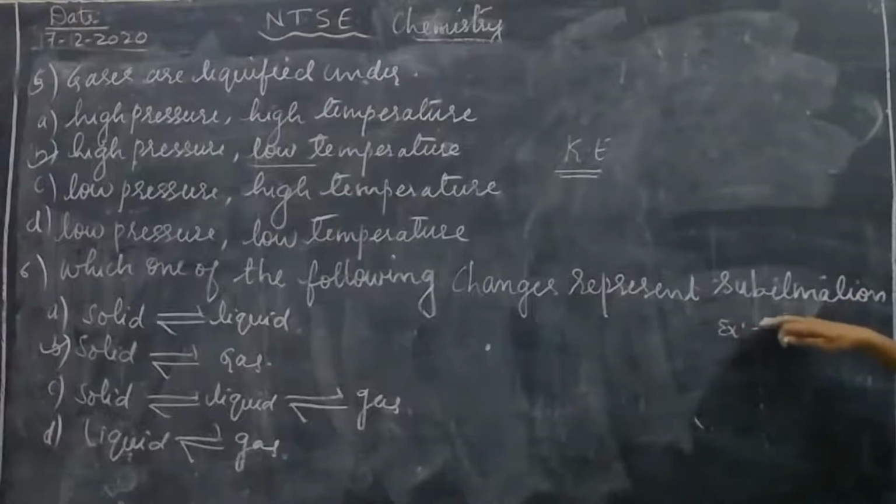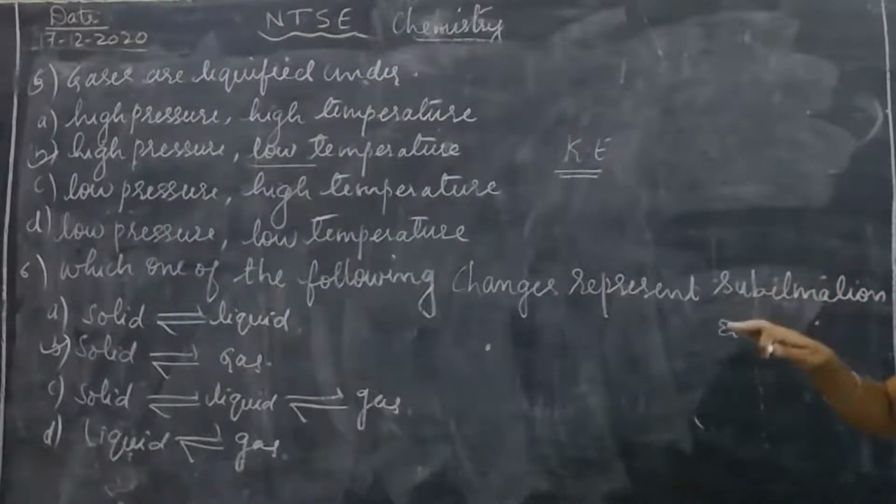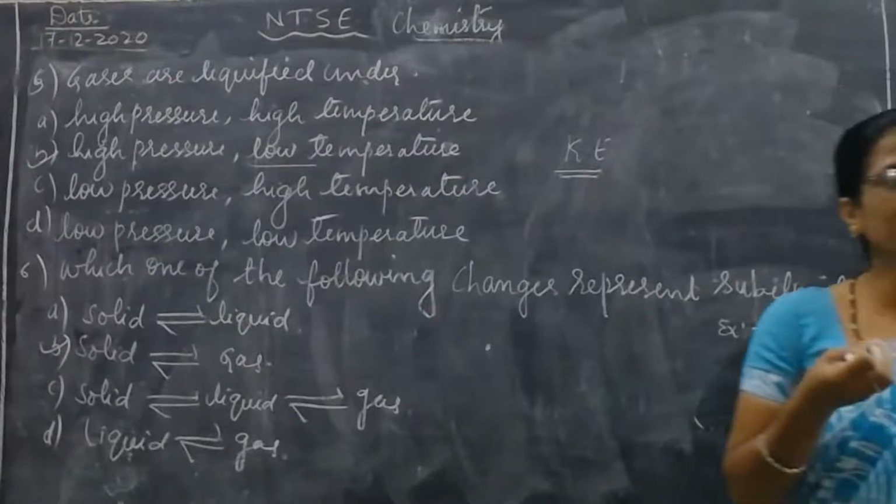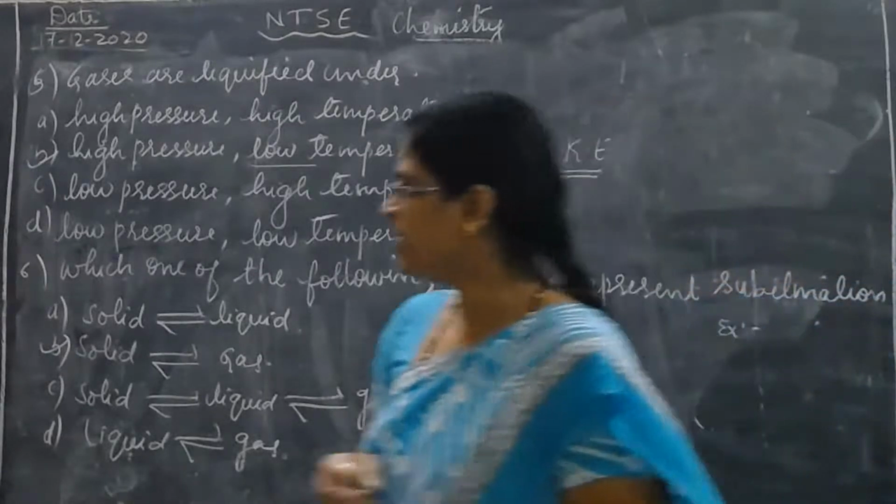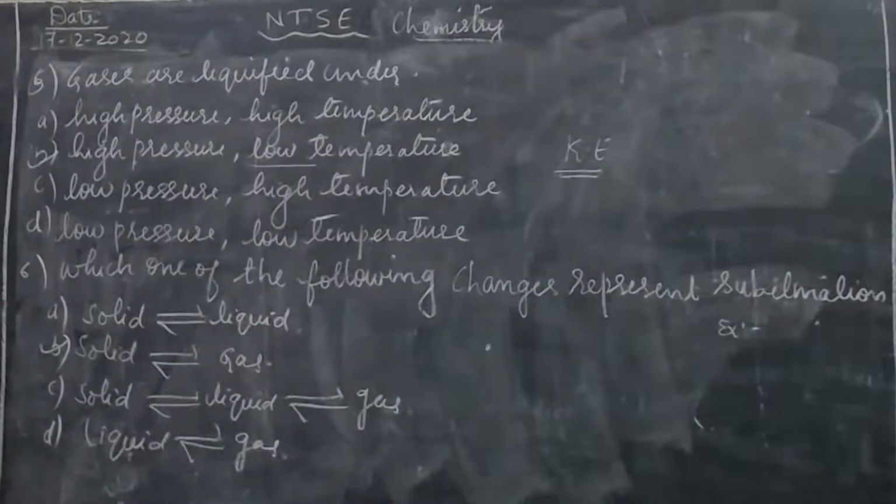So here, sublimation is a process where solids are directly converted into gases. This process is called sublimation. You should come across a few examples of sublimation and also try to know what type of change it is, whether it is a physical change or a chemical change. Right? I hope this is quite clear for you all. Then let us move on to the next question.